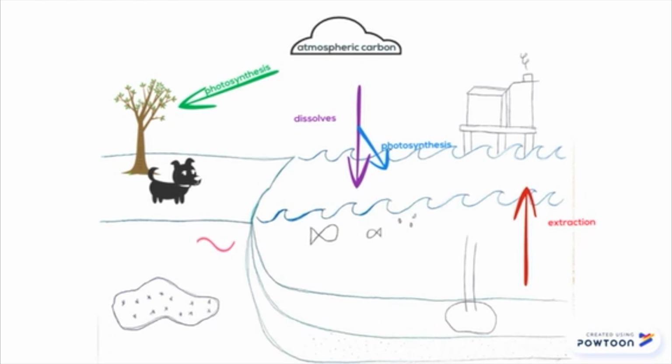Each colored arrow is a different path that carbon can take. Photosynthesis in plants and phytoplankton removes carbon from the atmosphere. Carbon is naturally dissolved in water and extracted up an oil rig. Carbon is added back into the atmosphere from combustion.